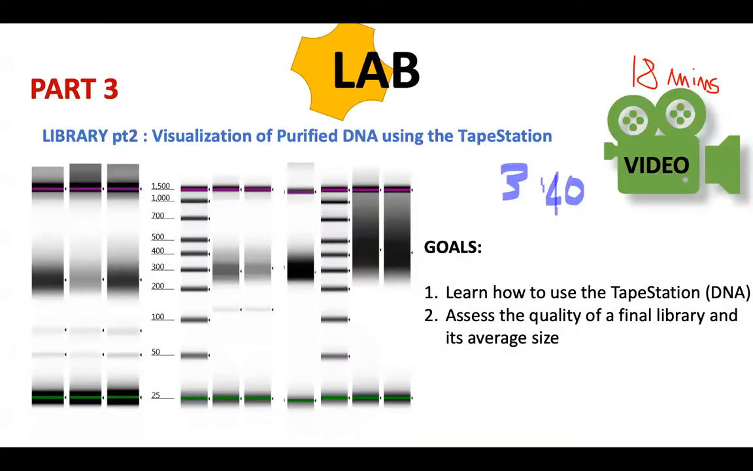Okay, so it's 3:40. We're gonna start back on part 3. So this part is basically we are reusing the TapeStation. Just this time we are checking the final library instead of checking the initial quality of the RNA that we did at the very beginning of this class.